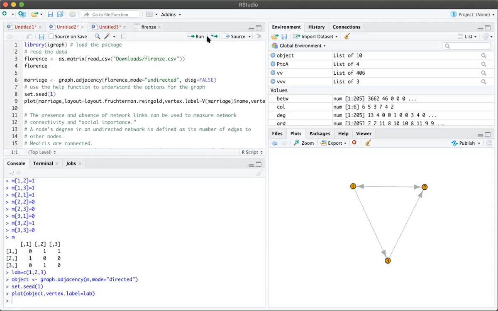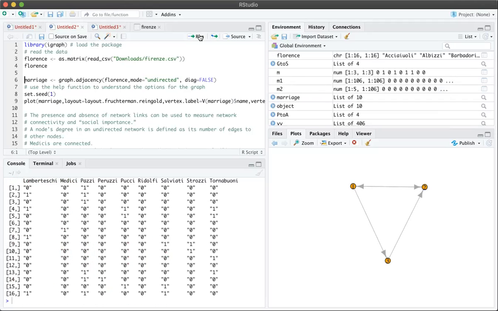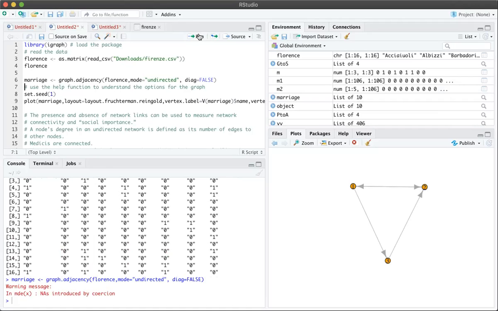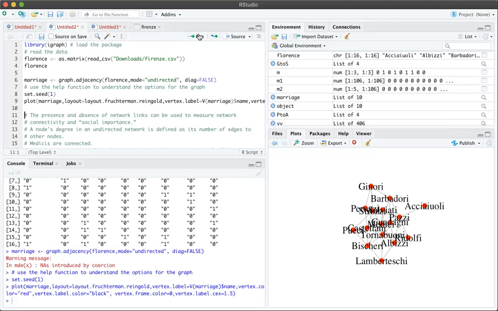So first we have to load the package and we read the data of Florence, where we have zeros and ones. Then we set the marriage group, and we use the help function to understand the options for the graph. We set the seed and we plot it.